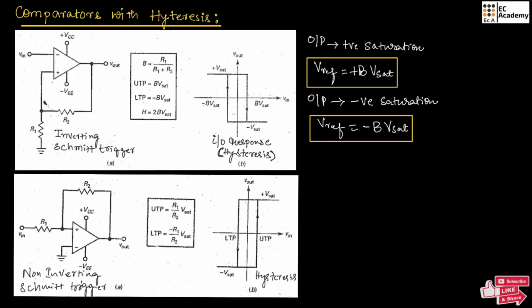The upper trip point can be given as R1 divided by R2 times V saturation, and the lower trip point can be given as -R1 divided by R2 times V saturation. This is about comparator with hysteresis.